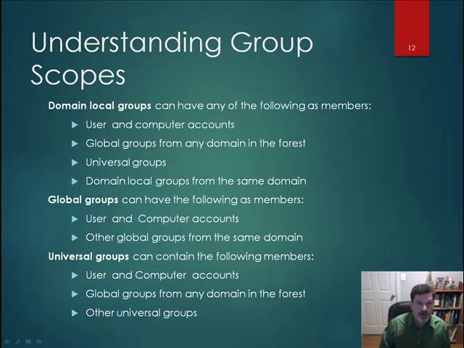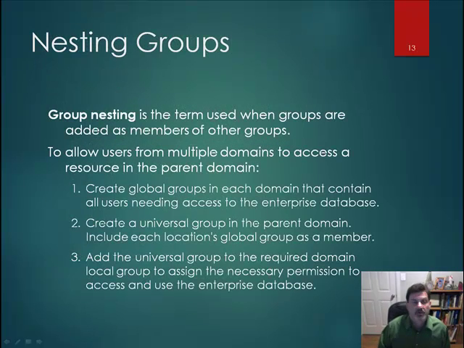Global groups can have user and computer accounts and other global groups from the same domain. Last but not least, universal groups have the ability to have user and computer accounts, global groups from any domain in the forest, and other universal groups. This leads us to the ability to nest groups. That term is called group nesting.